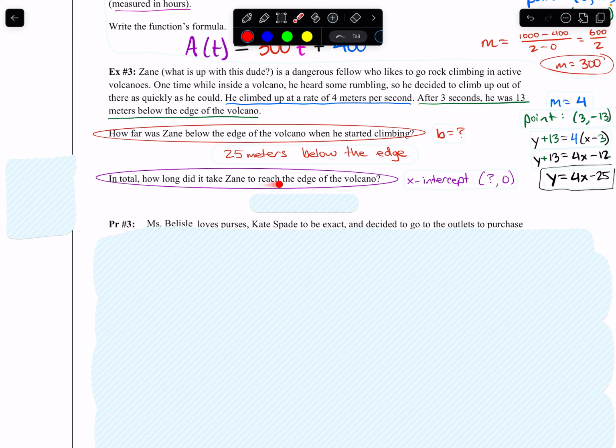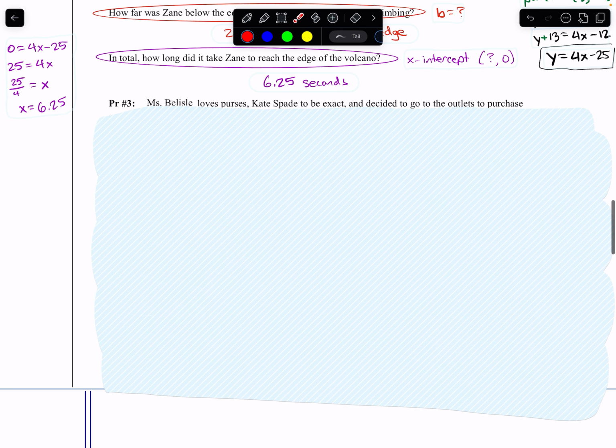And if we want to find the x-intercept, that means we need to plug in 0 for y. So there's a 0 here instead of this y. And we should get x equals 6.25 seconds. Our last problem I want you to try on your own about Miss Belial and her obsession with Kate Spade purses.